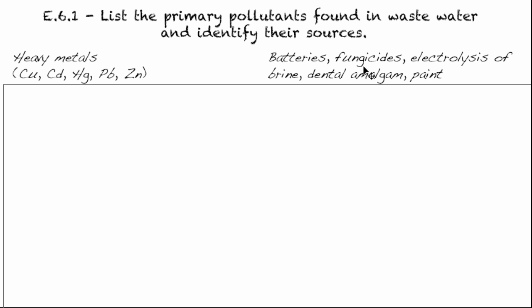You'll find them in batteries, fungicides, which is used to kill mushrooms and other fungus-related species, electrolysis of brine, you can connect this to unit 9, and dental amalgam. There used to be mercury in fillings, but that's kind of fallen out of favor, as well as a lot of heavy metals in paint, but that's also fallen out of favor.